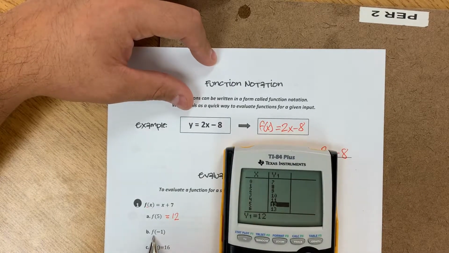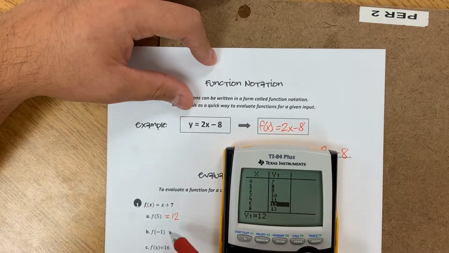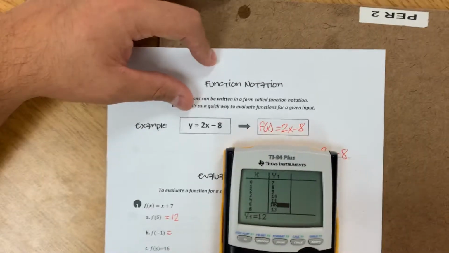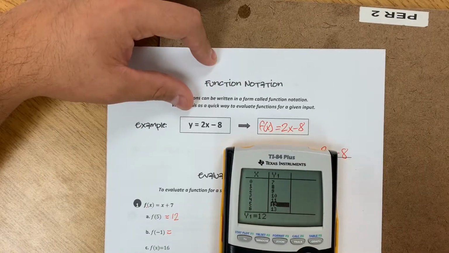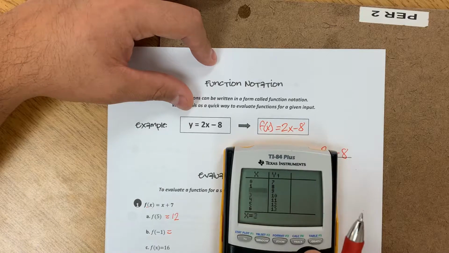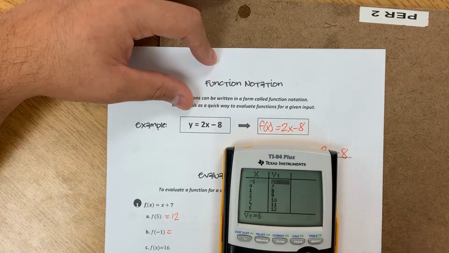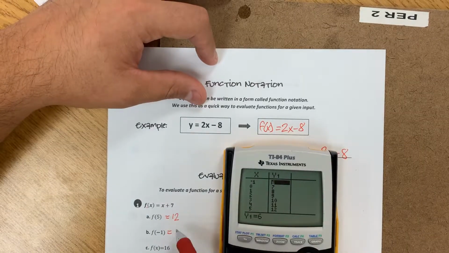Now this one right here will be f of negative 1. So they want us to evaluate the function at x value of negative 1. So we have to look on our table at negative 1, and our y value is 6.